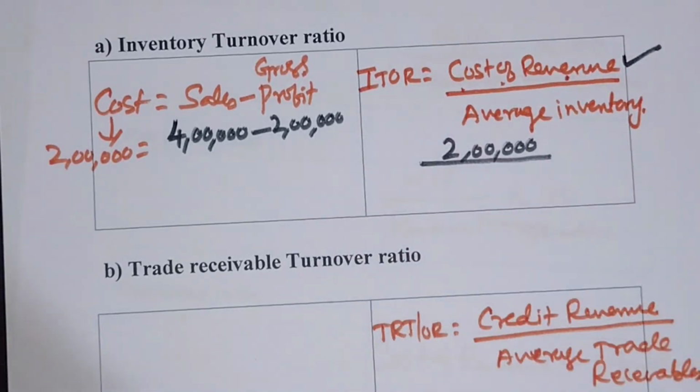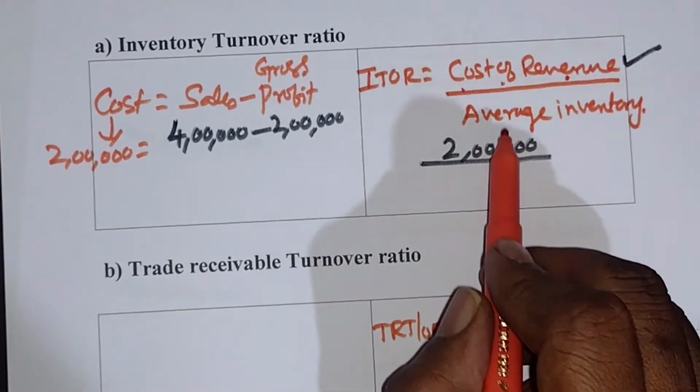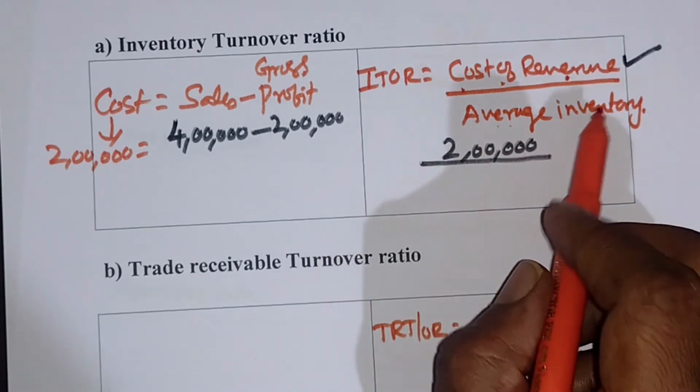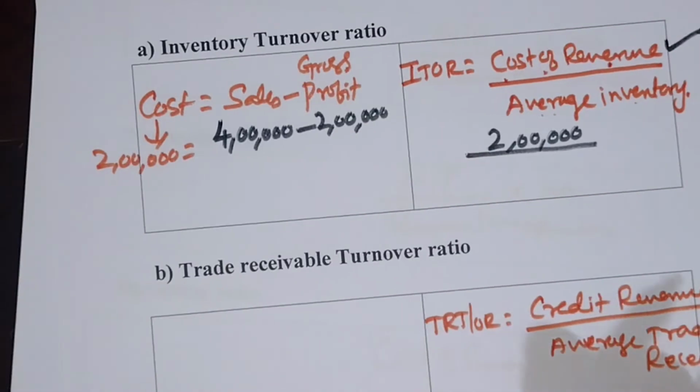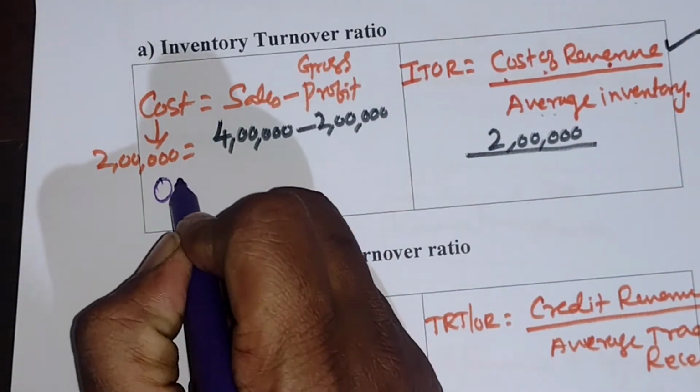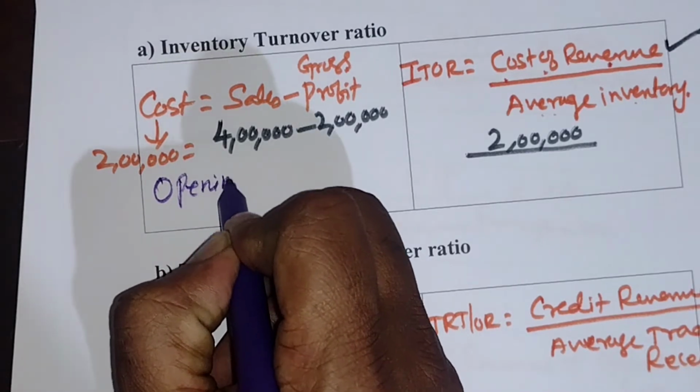So we got the cost for the first formula, 2 lakhs, divided by the average inventory. The second one we have to calculate is the average inventory. The formula for the average of the inventory is opening stock. Inventory means stock.